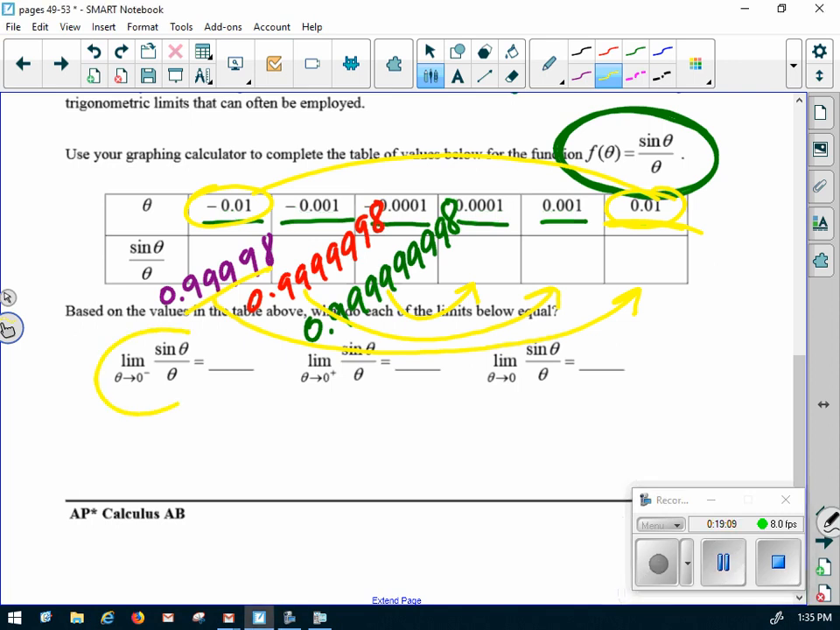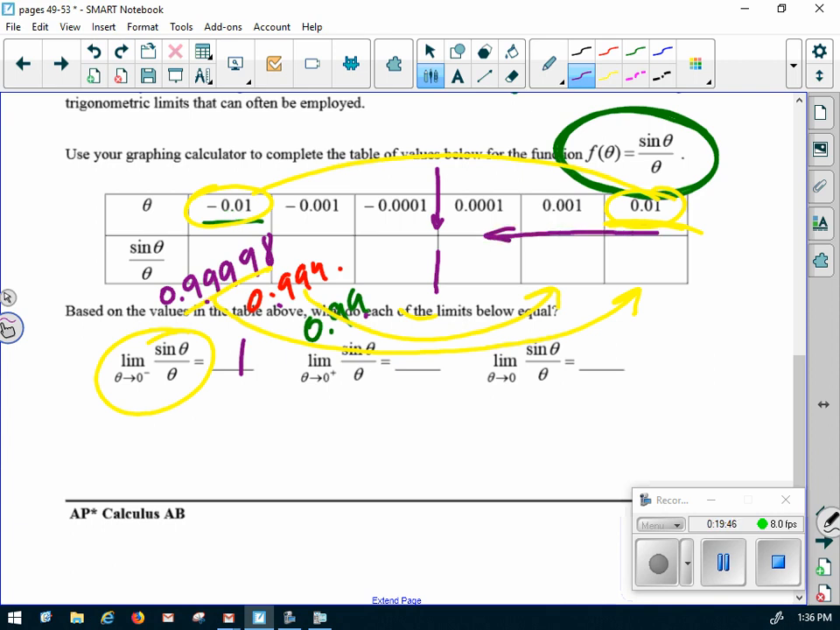Now I want you to look at this question. What is the limit of sine theta over theta as theta approaches 0 from the left? Now, where is 0? I do not see a theta equals 0. It's right there, isn't it? As theta approaches 0 from the left, what do those numbers get closer and closer to? 1. As theta approaches 0 from the right, those y values get closer and closer to 1.